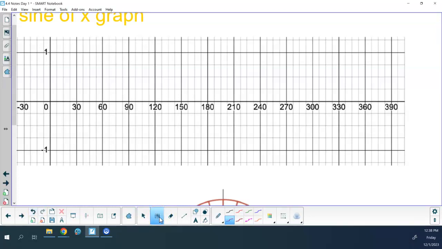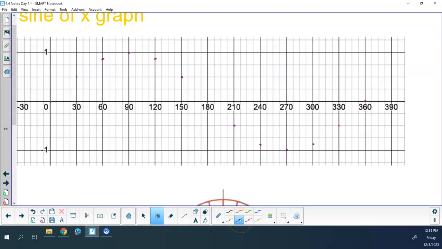So you should have started at 0 because that's the first one. Then at 30 it should have been at a half. Then at 60 it should be at 0.86. Then at 90 it's at 1. Then at 120 it's back to 0.86. Then at 150 it's there. Then down to here. Then it's down to here. Then it's down to here. Then it's all the way down in there. And then it comes back up a little bit. Then it comes back up a little bit. Then it comes back up.